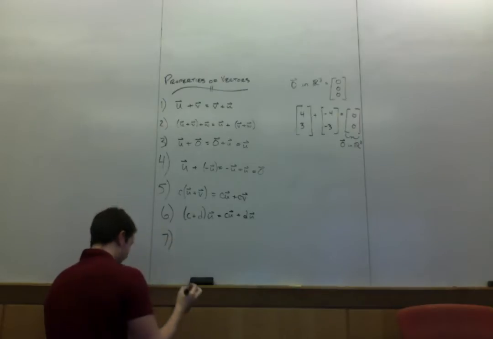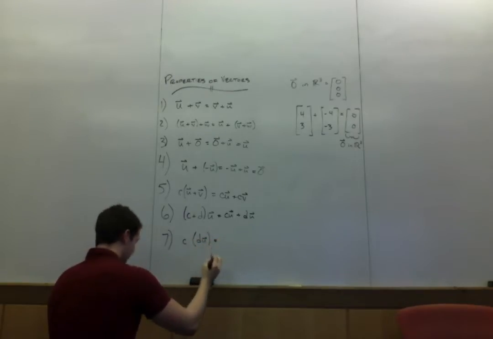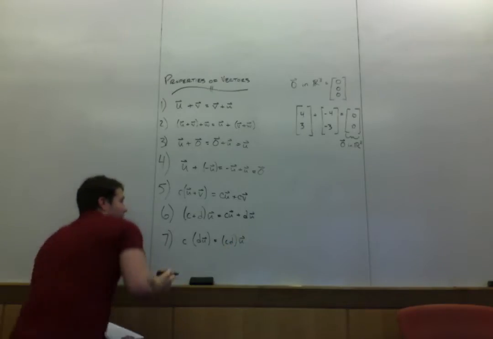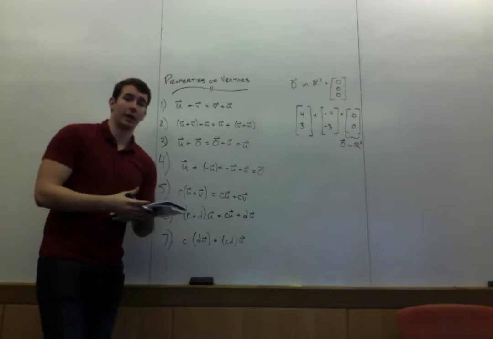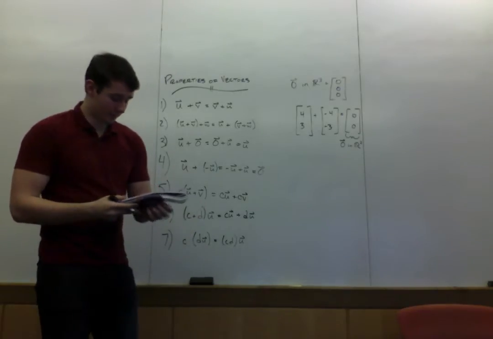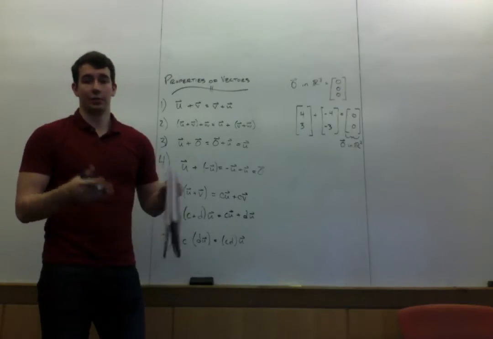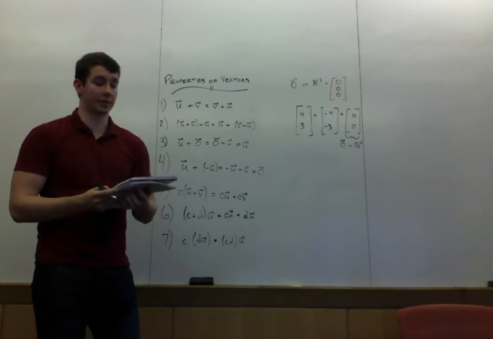And finally, property 7 says that some number c times the quantity d times u is equal to cd multiplied by each other and then multiplied by u. So all these should look very familiar. They're all very similar to regular arithmetic properties and basic algebra properties. We're just extending them to apply to vectors for our purposes here.